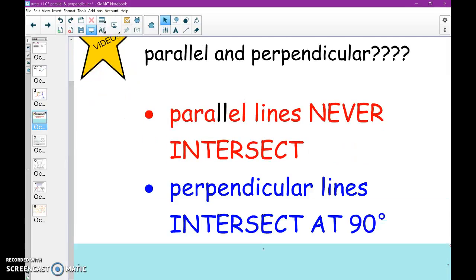And then perpendicular lines intersect at exactly 90 degrees. So they look like a T or an X or kind of like an intersection on a road. Like when you come to the intersection with stoplights, that would be a 90-degree perpendicular intersection. Okay, so you might want to write those definitions down. Again, just put them in the space around that picture that you put into your notes.